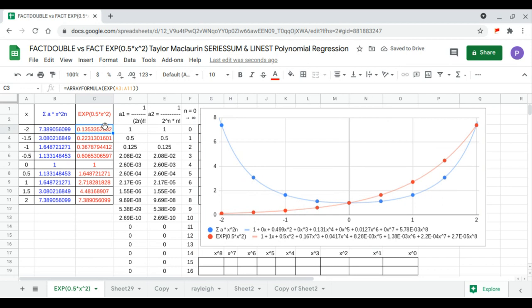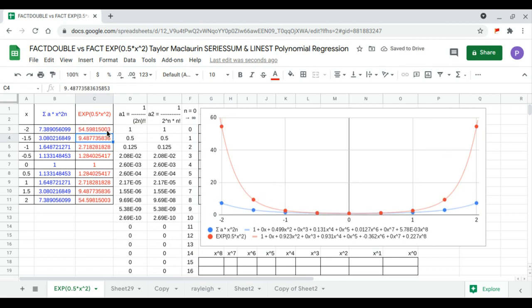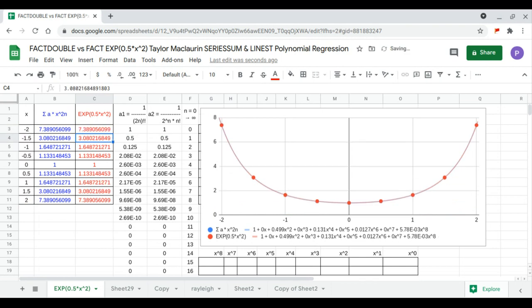And we'll modify it. So this is raised to the power 2. That's x squared. Now that it's raised to the power 2, then we multiply 0.5. So 0.5 times. Now they're all in the same trend line, and their polynomials are the same. Their data sets are also the same.